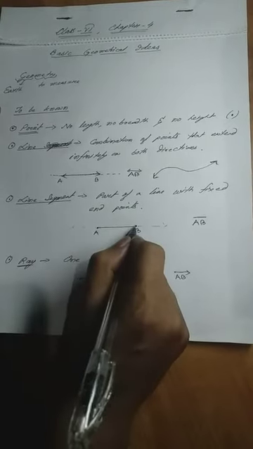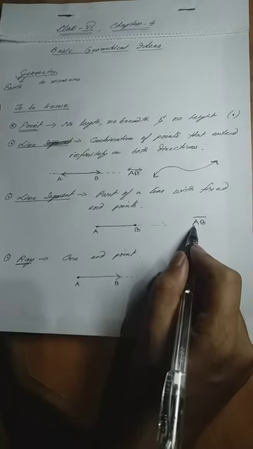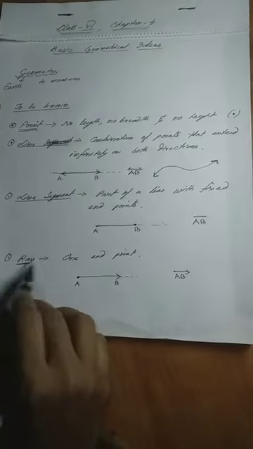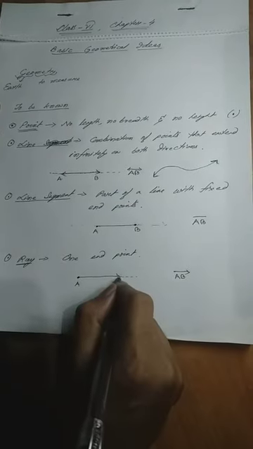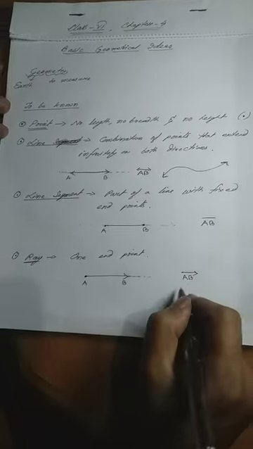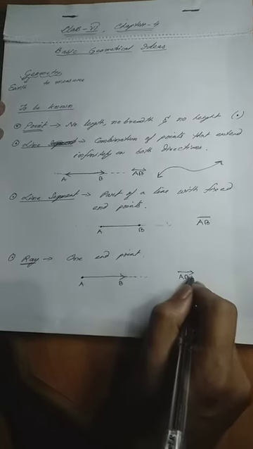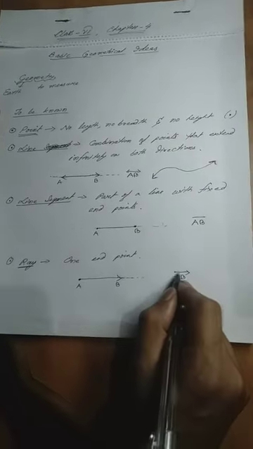This cannot be extended on either side. You cannot extend this way, you cannot extend this way. It is denoted by this one. And a ray has one endpoint only. One side is open, you can extend infinitely, but on one side you cannot extend. The symbol is like this. You can denote a ray with this arrow.